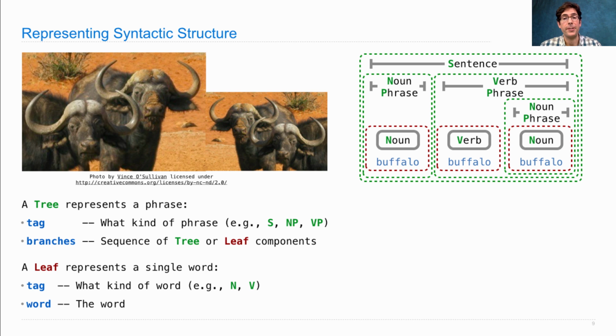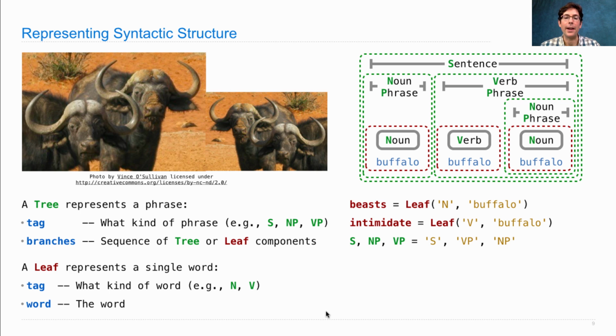So what's the equivalent Python? Well, I could create a leaf for the noun phrase buffalo. We'll call that beasts, just to keep track of which buffalo it is. And intimidate is the verb, whereas beasts is the noun. So beasts intimidate beasts would be created by having the symbols S, NP, and VP just bound to the equivalent strings, and then building a tree, where the tree has tag S and has branches, which are the subject noun phrase and the verb phrase.